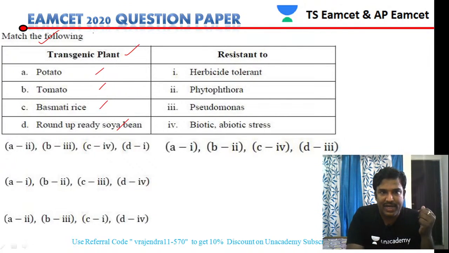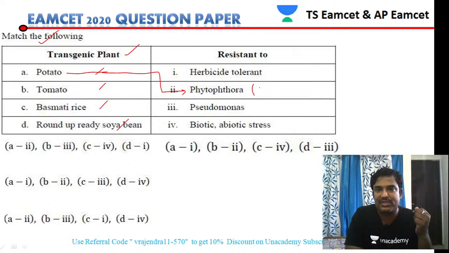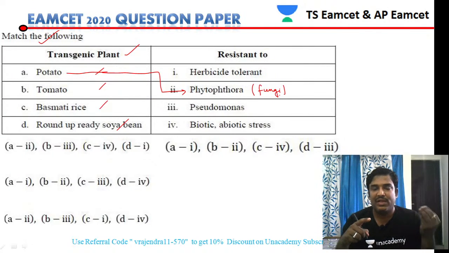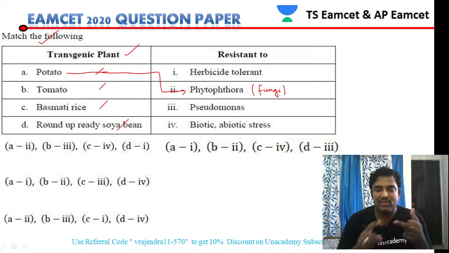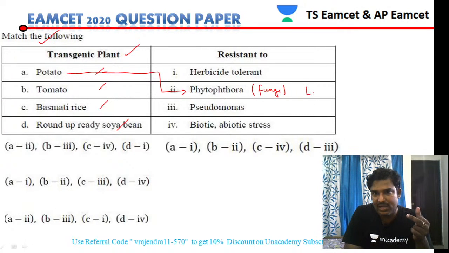Let us see. If you see the transgenic potato, it is resistant to a fungus. The name of the fungus is Phytophthora infestans. No doubt about it, it is a fungus. It causes a disease in potato, and the name of the disease is called late blight of potato.